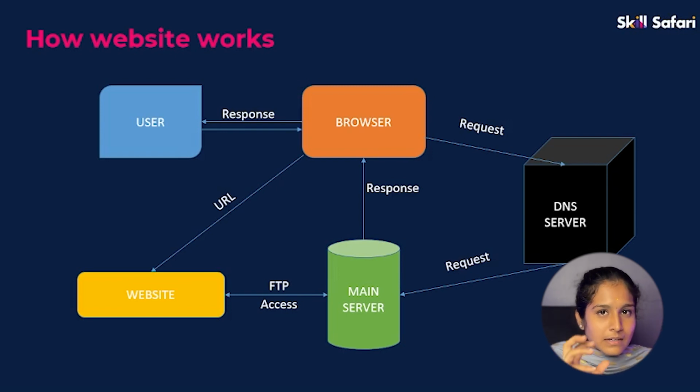First we get into the browser and type in the search bar. In the search bar, we type the domain name, and that domain name gives a request to the DNS server, and this DNS server will act as an address directory, and it will give the request to the main server, and by giving a response to the browser, it will reach the website. So this is how the website works.